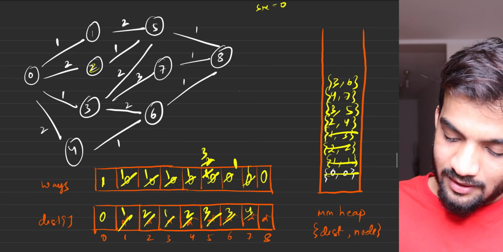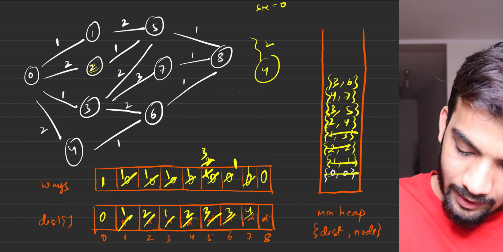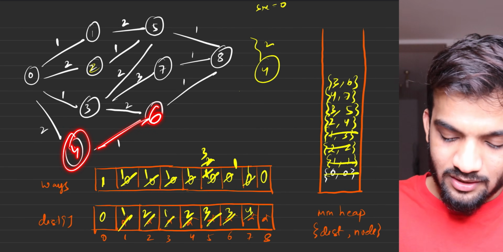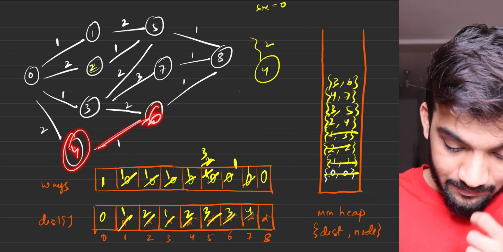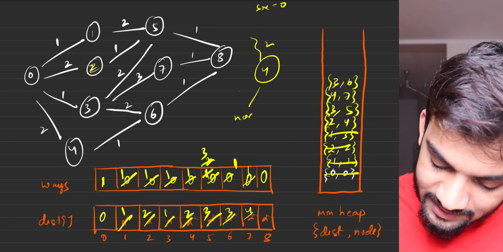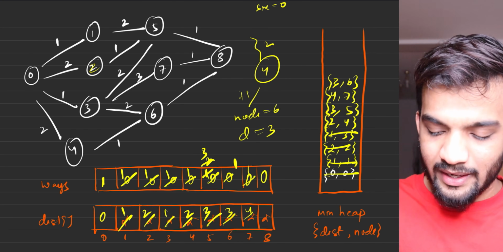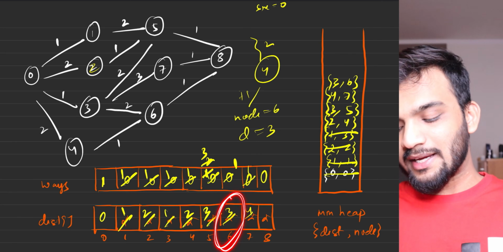So 2 comma 2 is done. Next will be 2 comma 4. Okay, where can 4 go? Let's quickly analyze this. 4 can go to 6. So let's see. If I try to go to 6, I'll take another 1, which will make a total distance of 3. But wait. 6 has already taken a distance of 3.